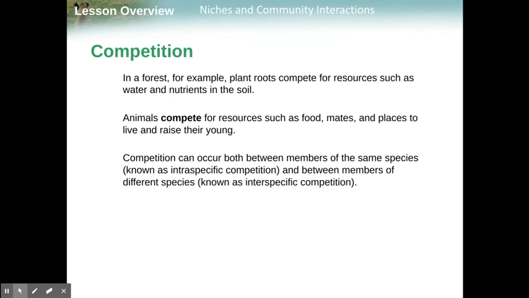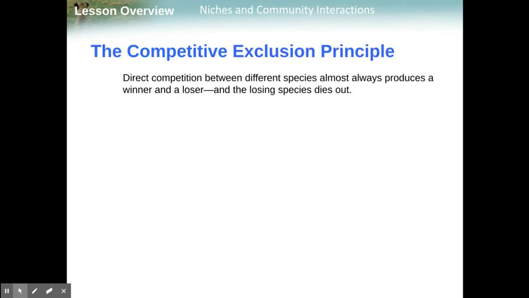It can occur between members of the same species. This is known as intra-specific competition, and between members of different species, known as inter-specific competition. So make sure you can distinguish between those two. Now, this leads us to the competitive exclusion principle.